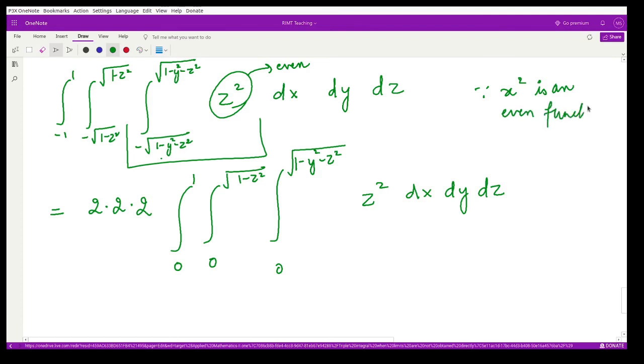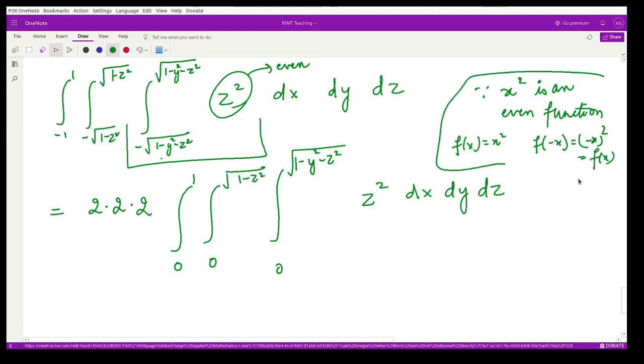How is this an even function? Because if your f of x is x square, and you write f of minus x, that would be minus x whole square. So this thing is equal to plus x square only, which is equal to f of x. So that means your function is an even function.